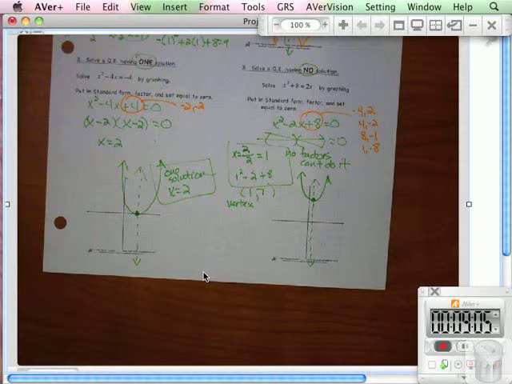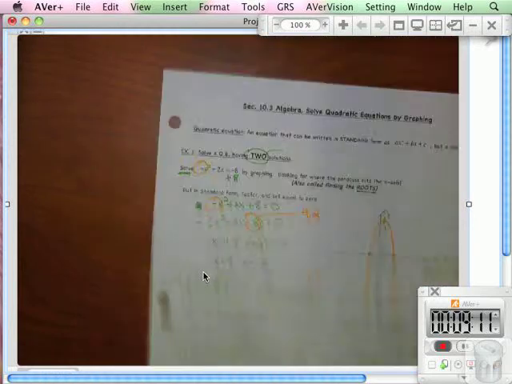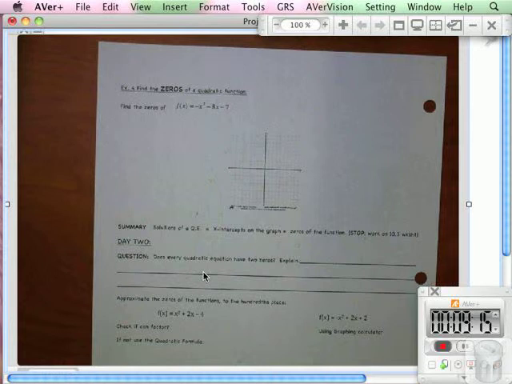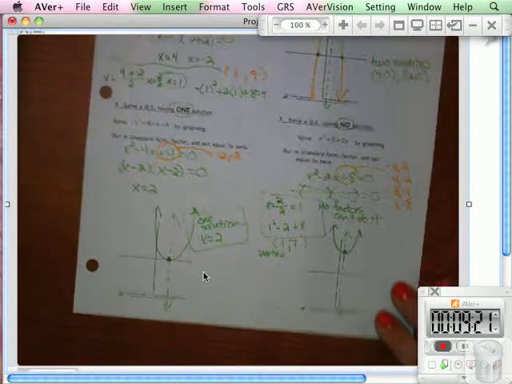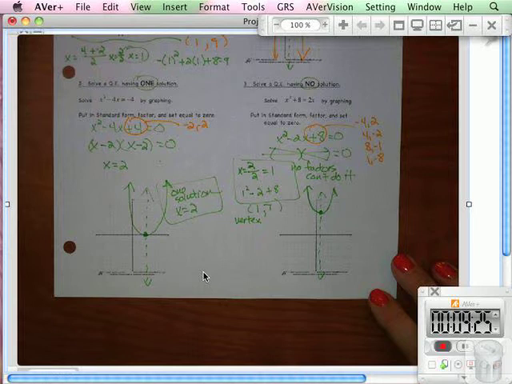All right, we're not doing the whole back. We're just going to do one more problem. What is the difference between f of x and y? Nothing. Zach, question?